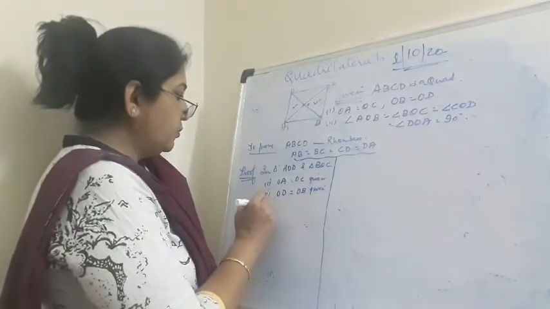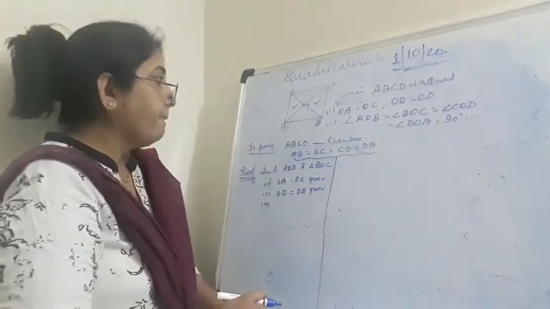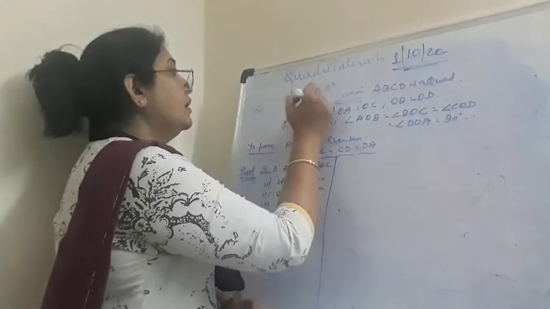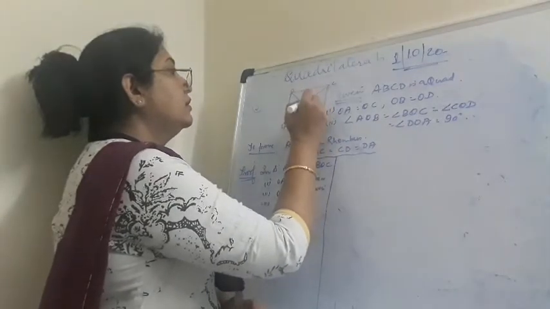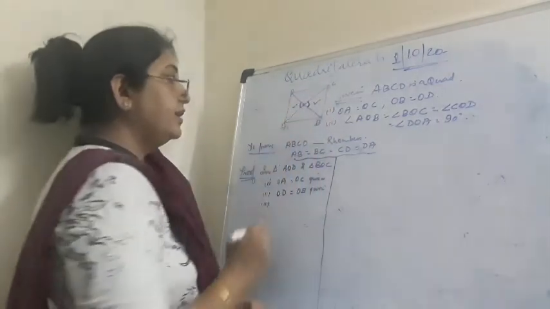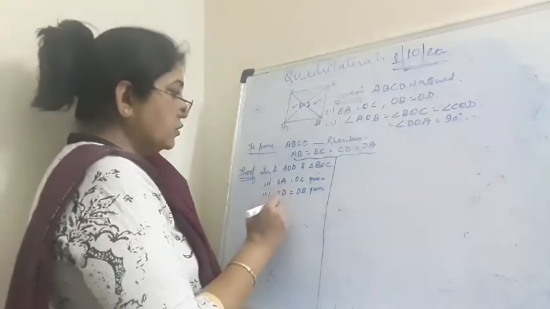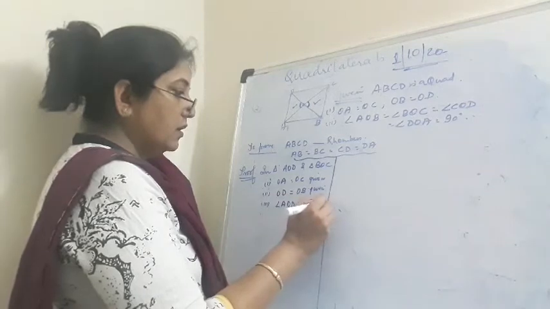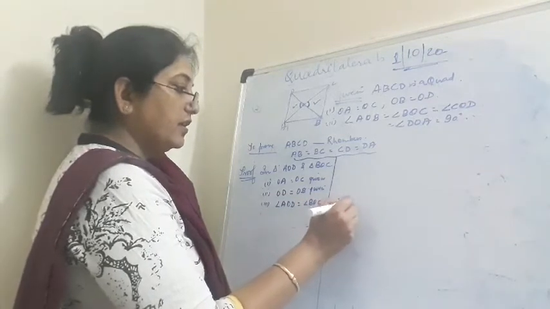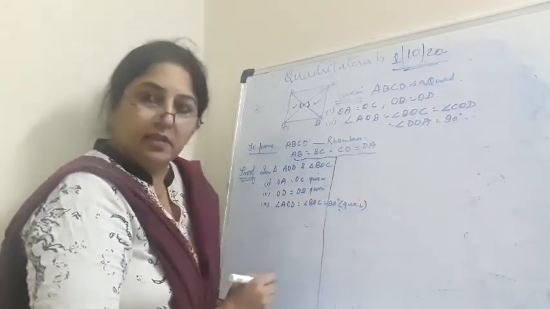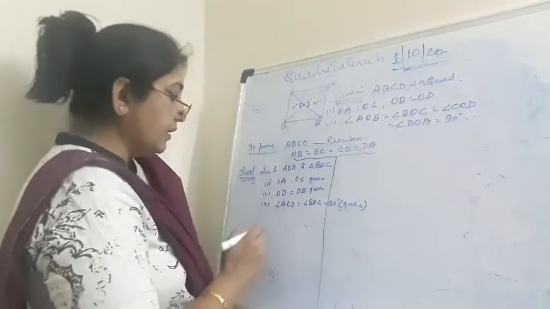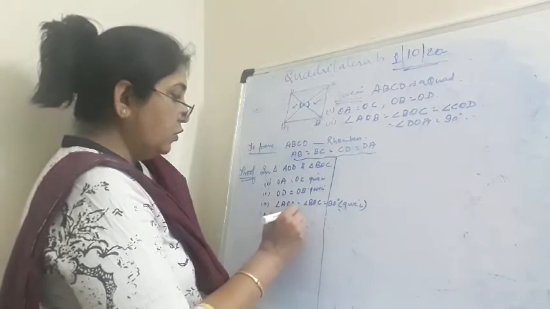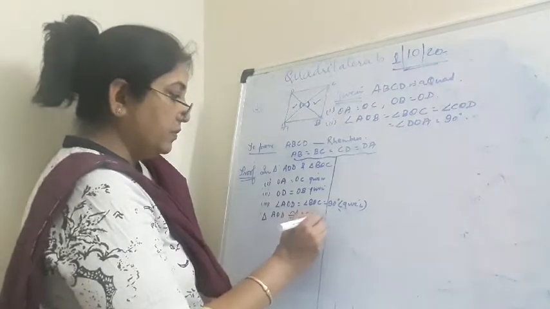Now what is the third point you can take? This angle and this angle, these two angles are 90 degrees. So angle AOD is equal to angle BOC equals 90 degrees, which is given, that the diagonals bisect each other at right angles. Then triangle AOD is congruent to triangle BOC, right?